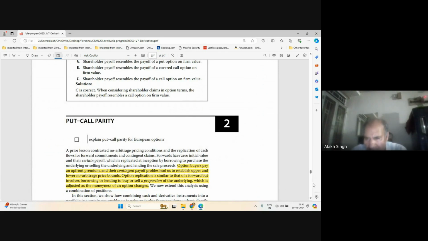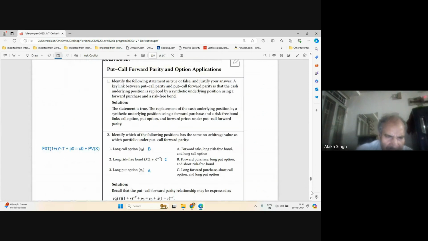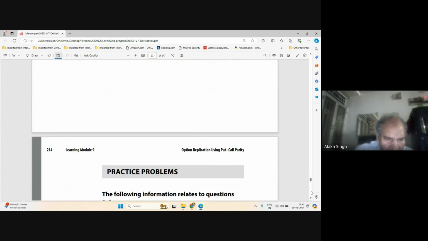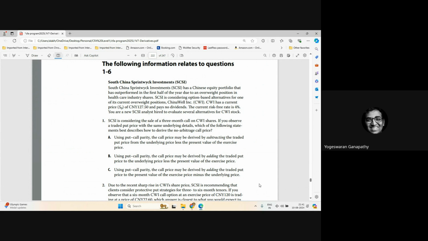Now we go to the final questions in the chapter. So we already finished. CSI has a Chinese equity portfolio that has outperformed in the first half of the year due to an overweight position in healthcare industry shares. It is considering option-based alternatives for one of its current overweight positions, CWI. CWI has a current price of Chinese yen 127.5 and pays no dividends. The current risk-free rate is 4%.